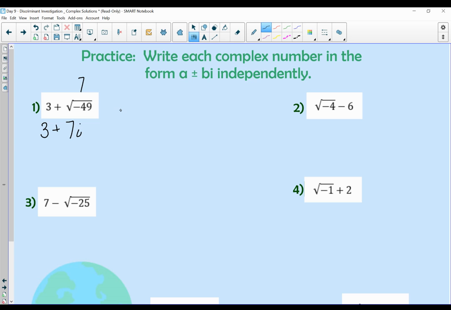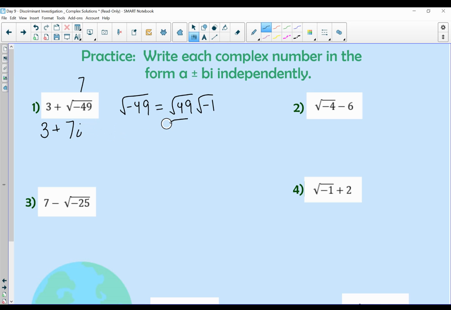And the reasoning that we've gone with in the previous videos is because I can break this up into the square root of 49 times the square root of negative 1. But again, hopefully the more practice you get, you'll just be able to go straight to this step instead.